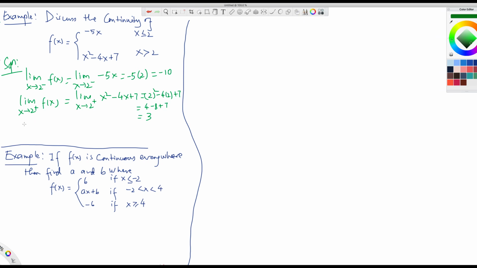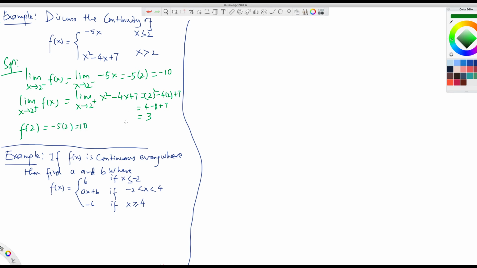Although you can find out what is f at 2. What is the functional value? Which piece should I pick for the functional value? You are right, the top piece, because it says x is less than or equal to 2. Equal to 2 means that is the piece you pick for the functional value. That is negative 5 times 2 equals 10.